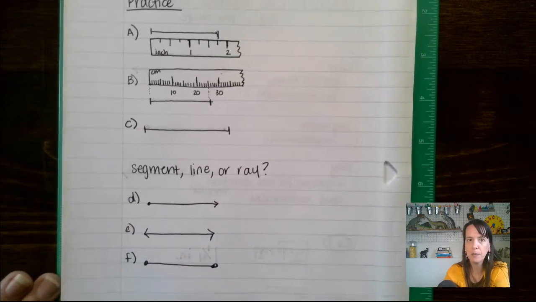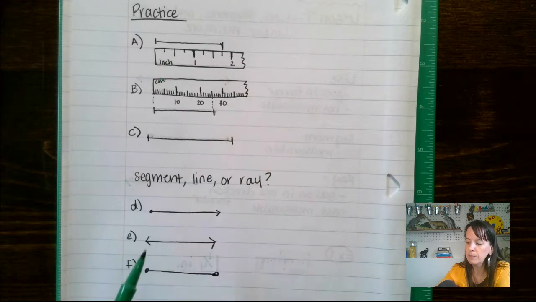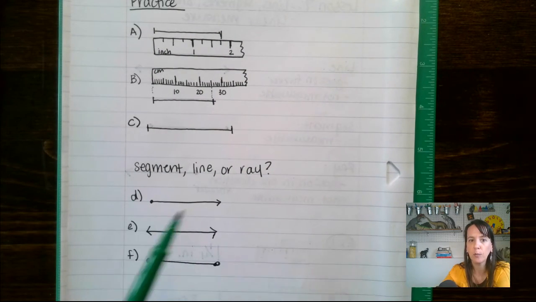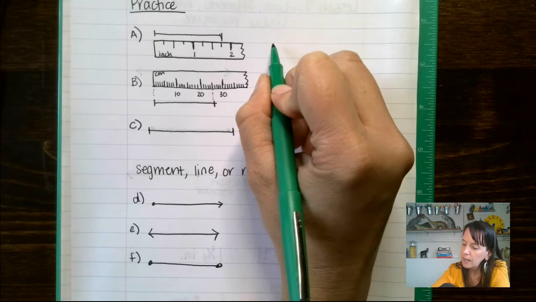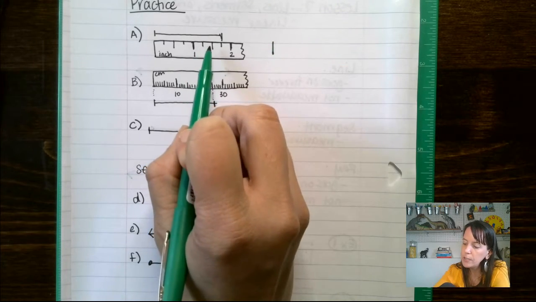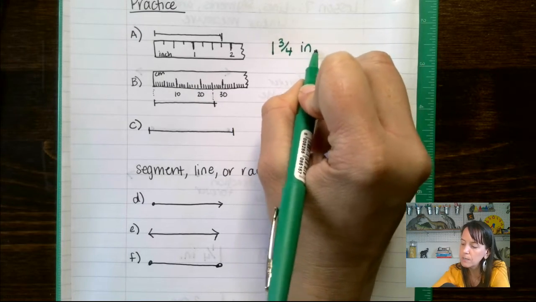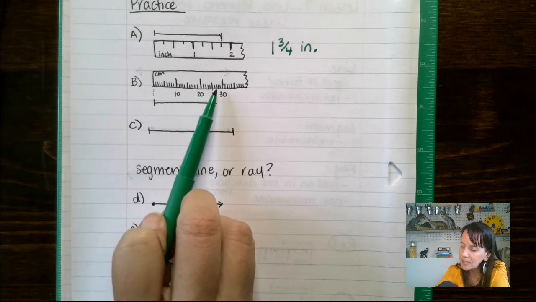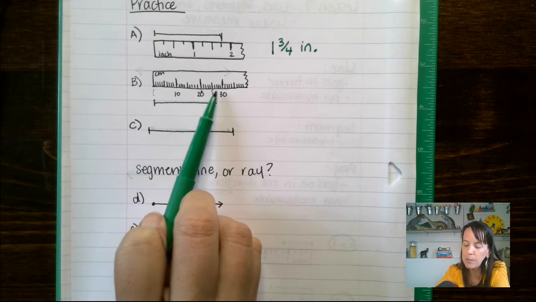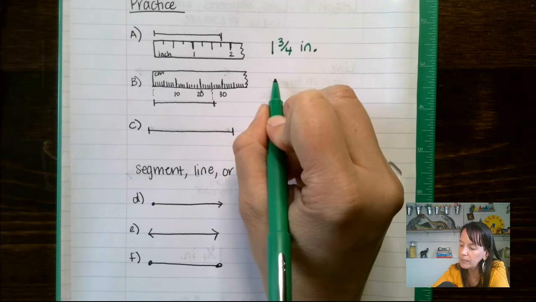Let's look at these guys. These are all the practice problems. What you're going to do is you'll need a ruler to measure this in your book. For these ones down here, you'll do segment, line, or ray. I want you to establish what each of those are, so pause the video, then come on back. All right, for number 1, we've got 1 whole inch, and then it's 1, 2, 3 out of 4. So 1 3/4 inches. Now, this guy right here, we've got 10, 20, and then it goes between 20 and 30. So that's going to be 25, or 2.5 centimeters.